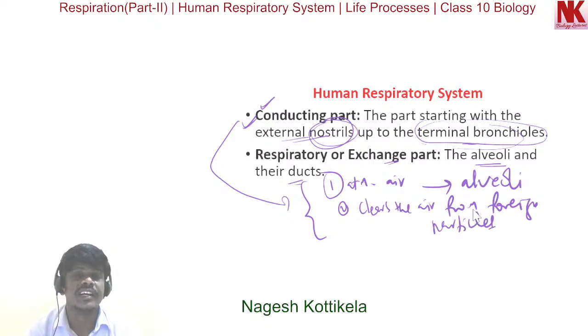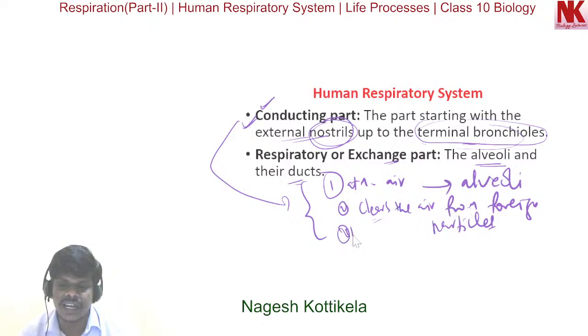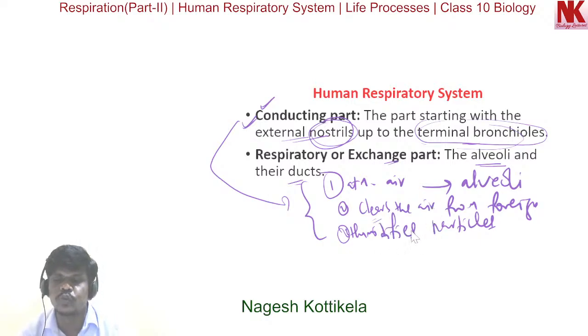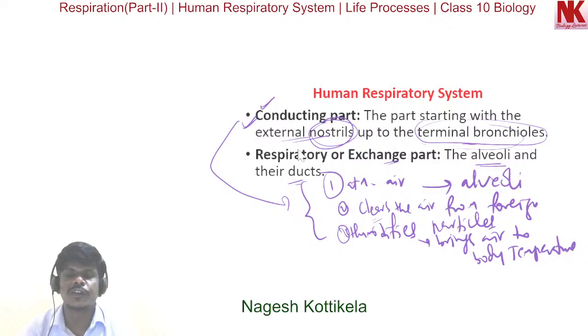Already we discussed in the beginning, there are tiny hair-like structures and also mucus present in the respiratory tract, and they are clearing the air from foreign particles, filtering the air. And also it humidifies the air and brings it to body temperature. So these are the functions of the conducting part of the respiratory system.